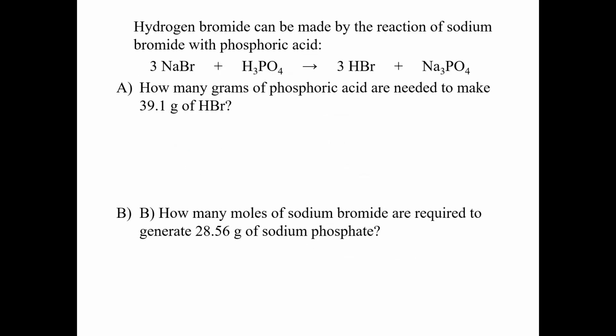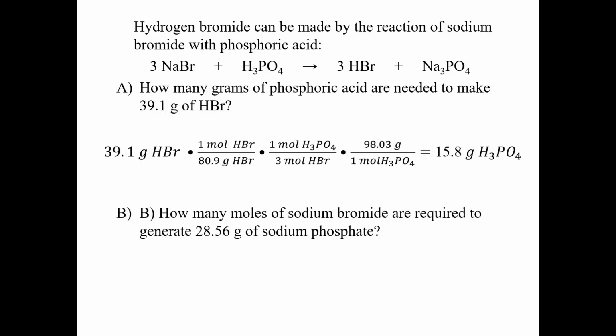Maybe one more. Hydrogen bromide can be made by the reaction of sodium bromide with phosphoric acid, shown there. This is balanced. How many grams of phosphoric acid are needed to make 39 grams of HBr? Grams to grams again, same thing. Not going to really explain it to you because it's all the same over and over.